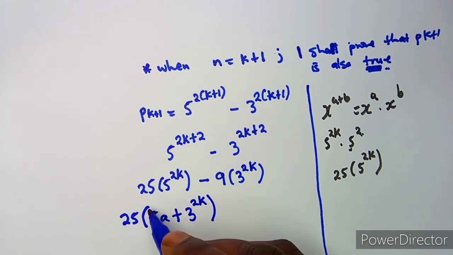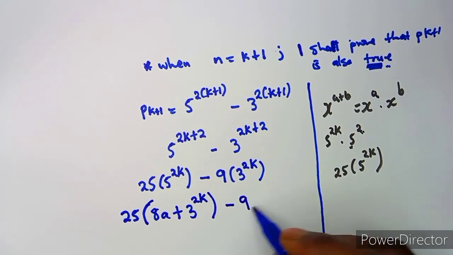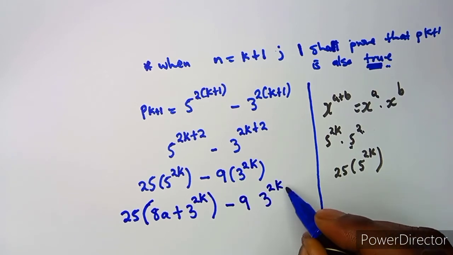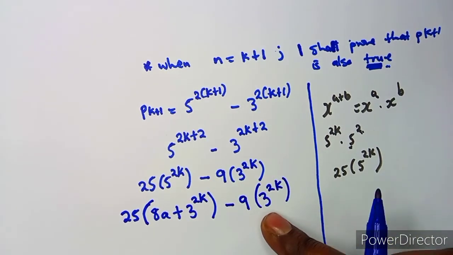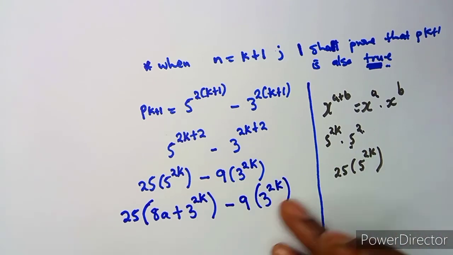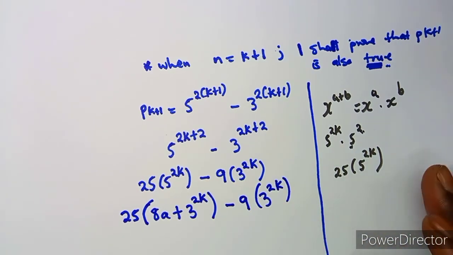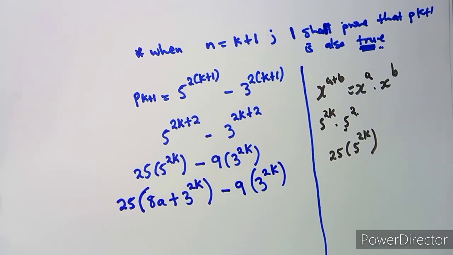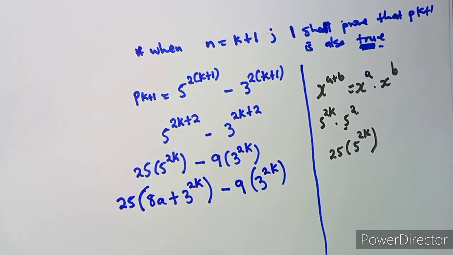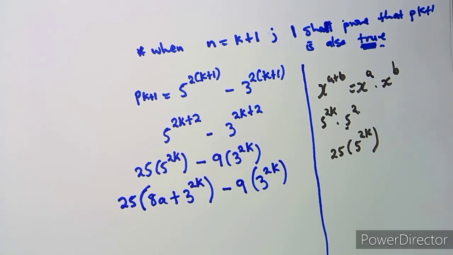So guys, take note at this stage: minus 9 times 3 to the exponent of 2k. Here you're just treating it like it's your x or your y, so just leave it like that, don't simplify. But here we can multiply, guys. As you can see, 25 times 8, we can actually multiply. So you can use your calculator properly there.